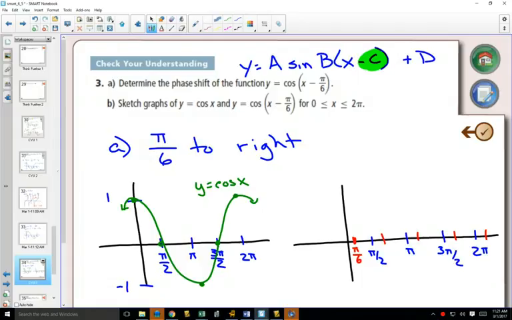Can you visualize here that I've taken this one and moved it pi over 6 to the right, taken this and moved it pi over 6 to the right, this one and moved it pi over 6 to the right, and this one, and moved each of those initial markings pi over 6 to the right.